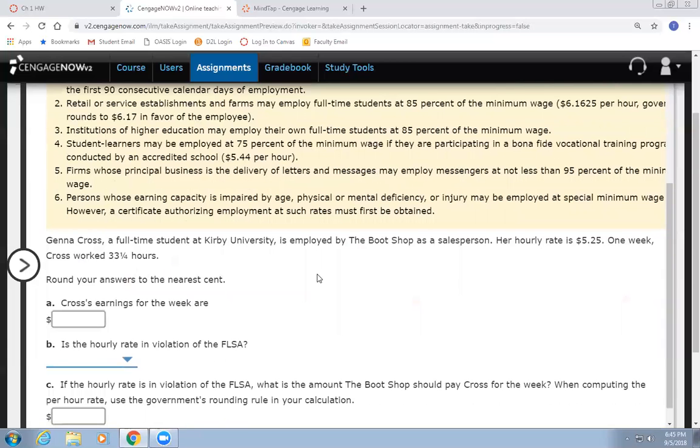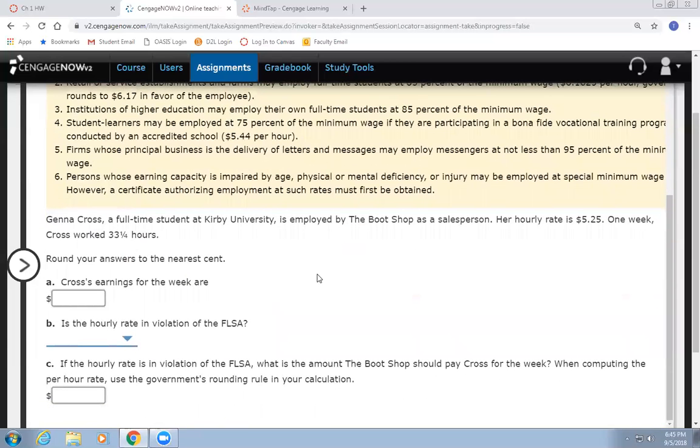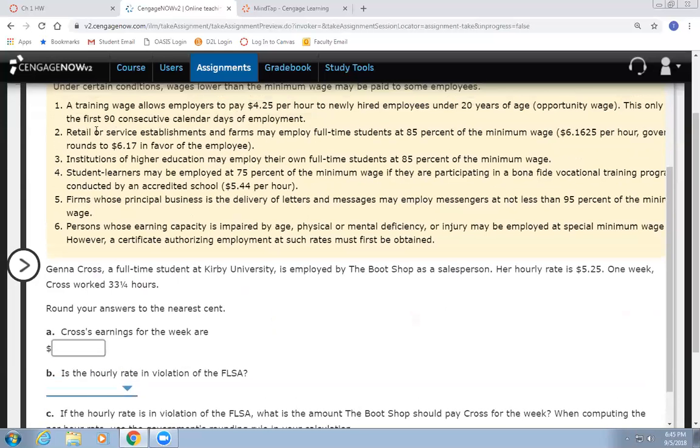but just in case. Okay, here, this next one is kind of another special circumstance, and we're dealing with a full-time student. So full-time students under the Fair Labor Standards Act, we can actually pay at a lower percentage. And up here, it tells us if they're retail or service or farm or an institute of higher education, we can pay full-time students at 85% of the $725. So we can actually pay them $6.17. The federal government rounded that from 6.1625.